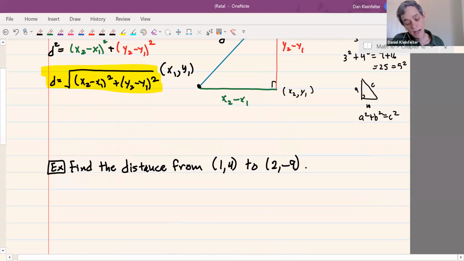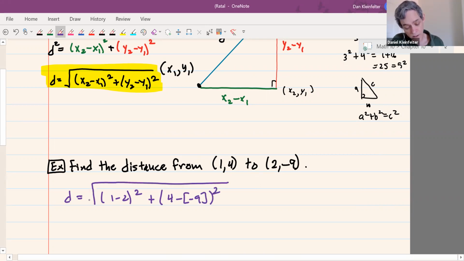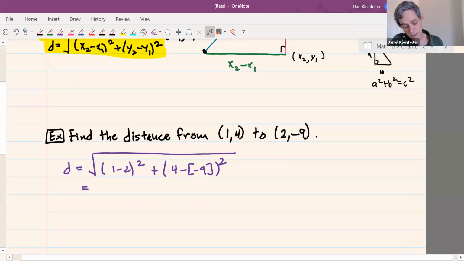Okay, so just to try it out one time, we want to find the distance between the points (1, 4) and (2, negative 9). So the distance will be the change in x, so 1 minus 2 squared, and then the change in y's, 4 minus negative 9 squared, and then we want the square root of that. Be careful you don't forget the square root. A lot of times people do, so be careful about that.